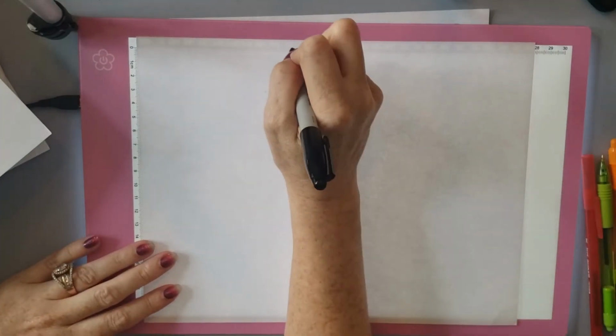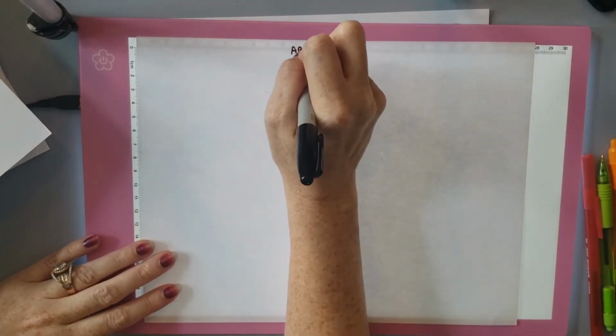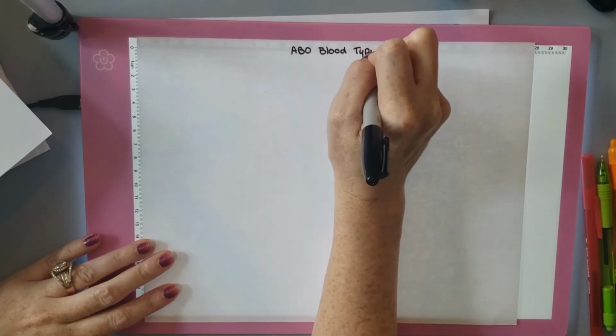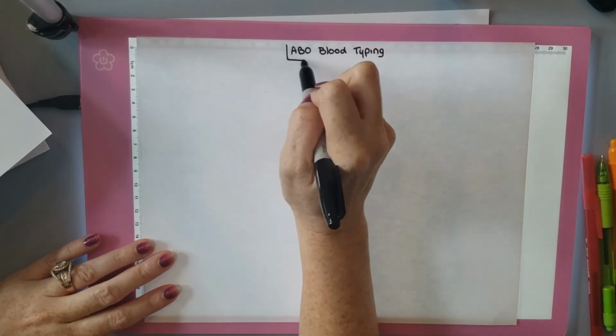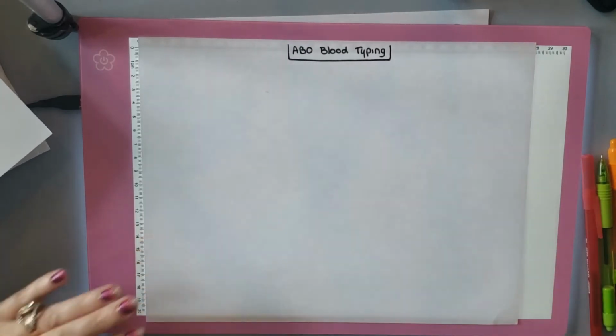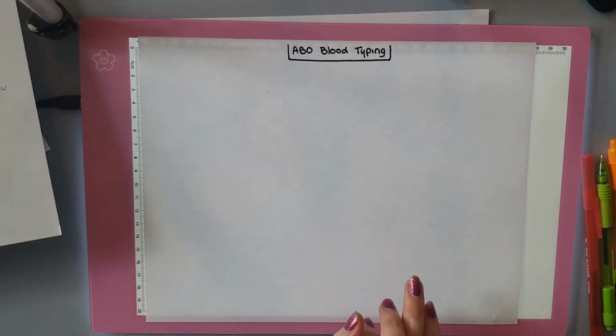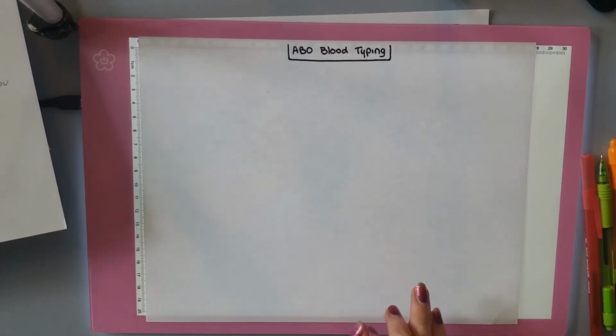Okay, this next section is on ABO blood typing. So I specifically didn't speed up what I'm drawing because this is very confusing at times and I want to make sure you fully understand what I'm saying.